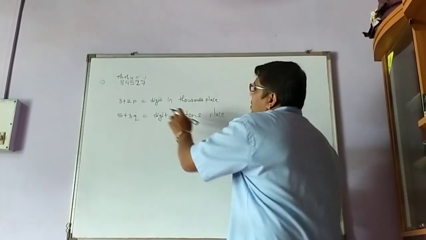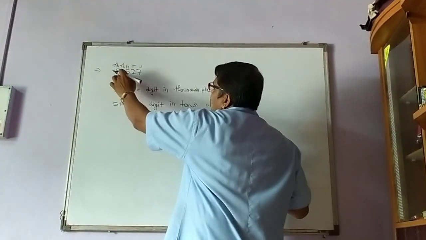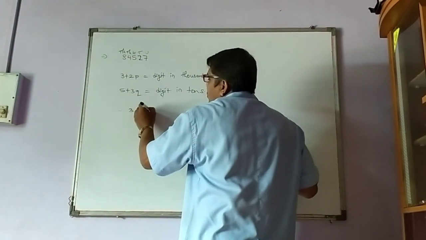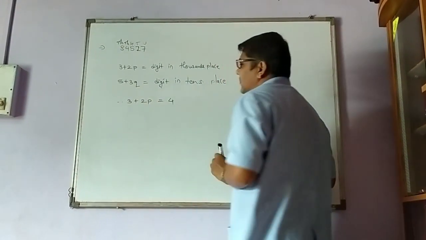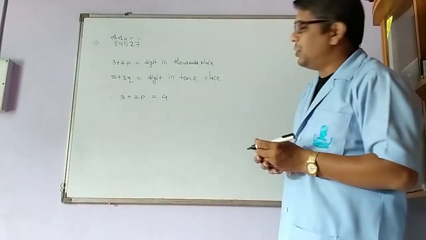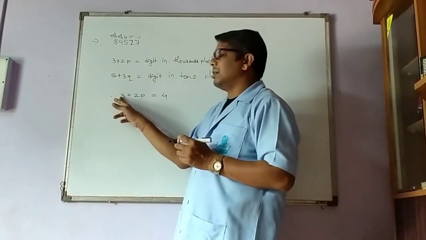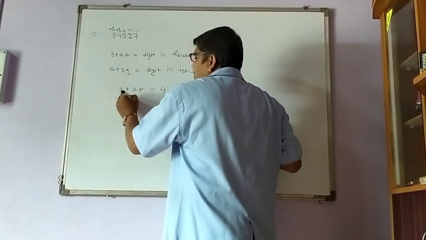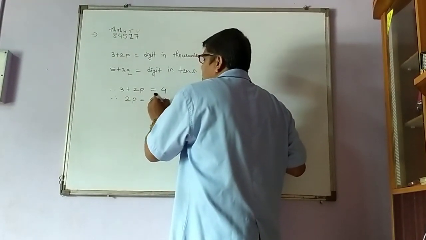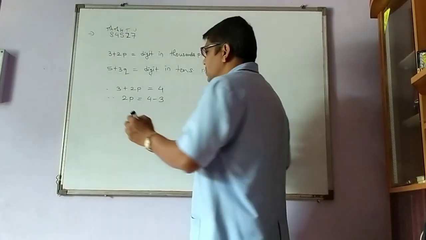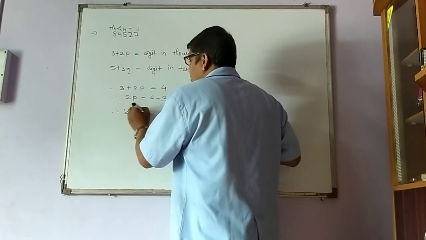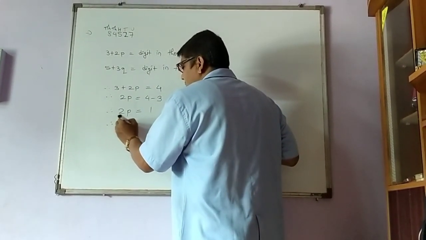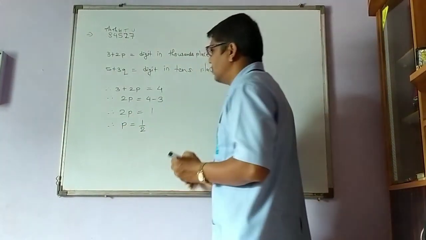Now, this is the digit in thousands place. But what is there in thousands place? 4. So, therefore, 3 plus 2p is equal to 4. Now, this becomes equation. And we know how to solve equation. So, bring this 3 to this side. When it comes to this side, it will become minus. So, 2p is equal to 4 minus 3. Therefore, 2p is equal to 1. Now divide both sides by 2. So p is equal to 1 upon 2.